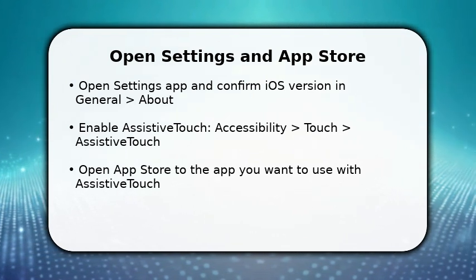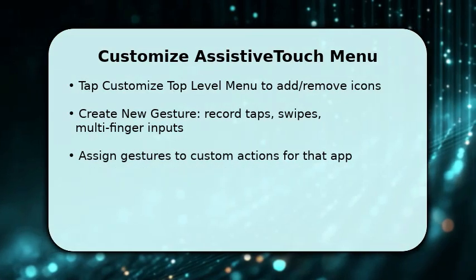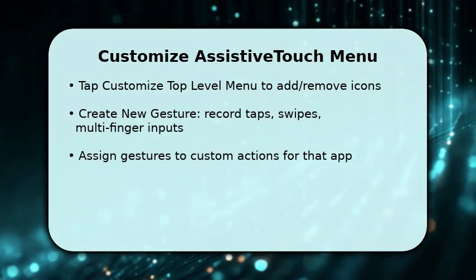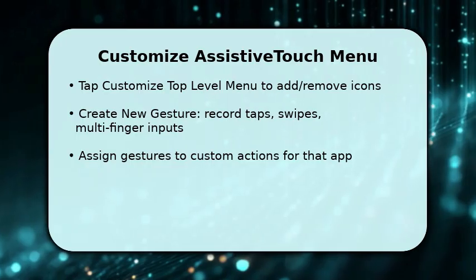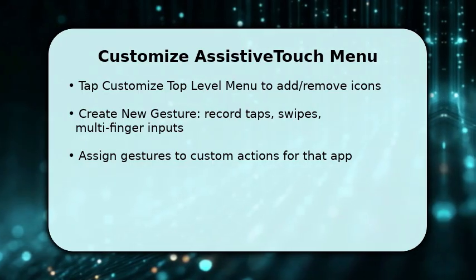Next, you customize how Assistive Touch will work inside the App Store and apps. Open Assistive Touch settings and choose Customize Top-Level Menu to add or remove actions. This simplifies the menu to essentials you'll use.